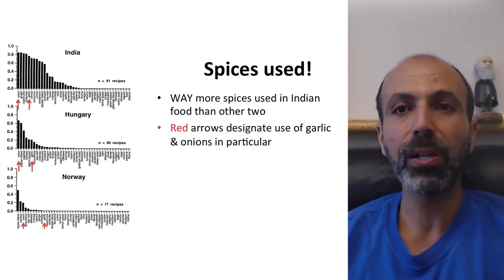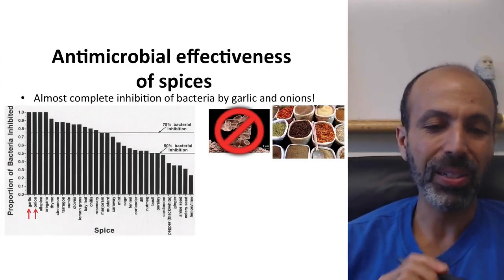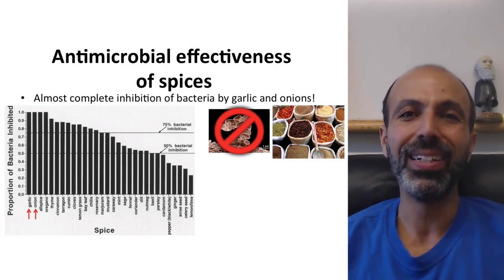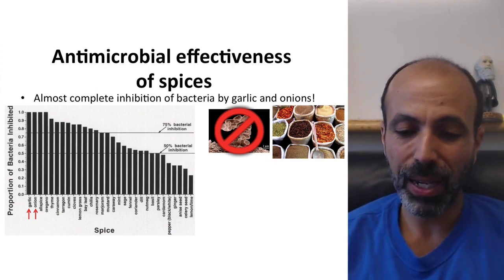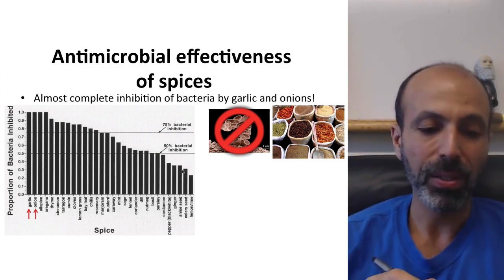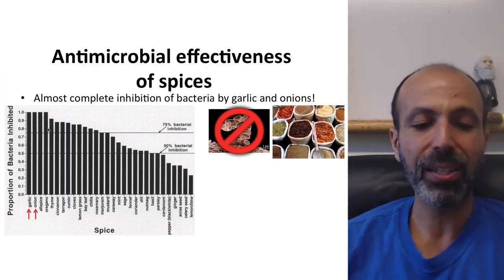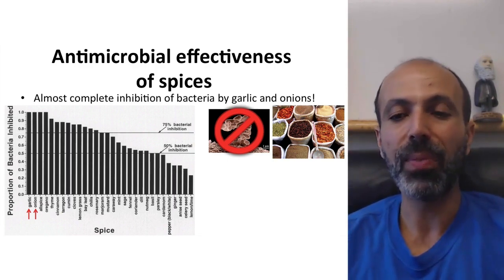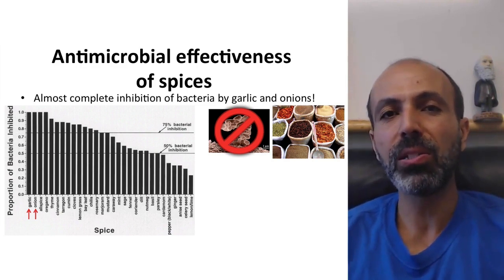Let me show you the antimicrobial effectiveness of a suite of spices. Here are garlic and onions. They show almost complete inhibition of bacteria. So these are very, very effective antimicrobials. In contrast, something like celery seed is not particularly effective at all. So you see here, garlic and onion are almost completely effective. Allspice and oregano also very highly effective. Thyme, etc., starting to show slightly weaker inhibition of bacterial growth. So that's pretty cool.